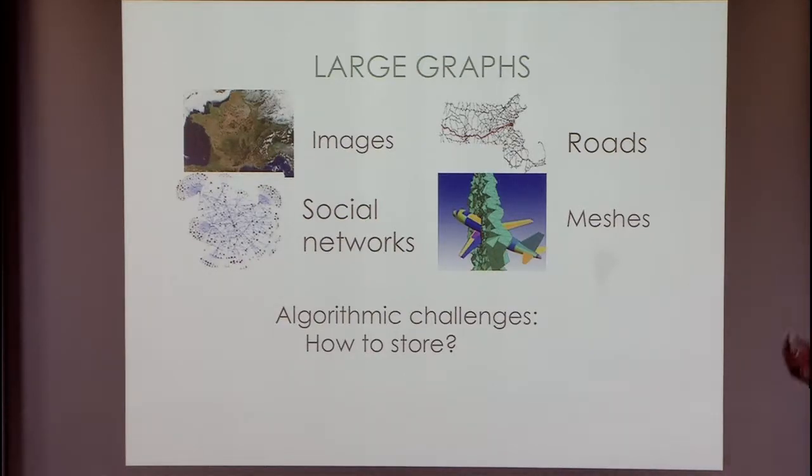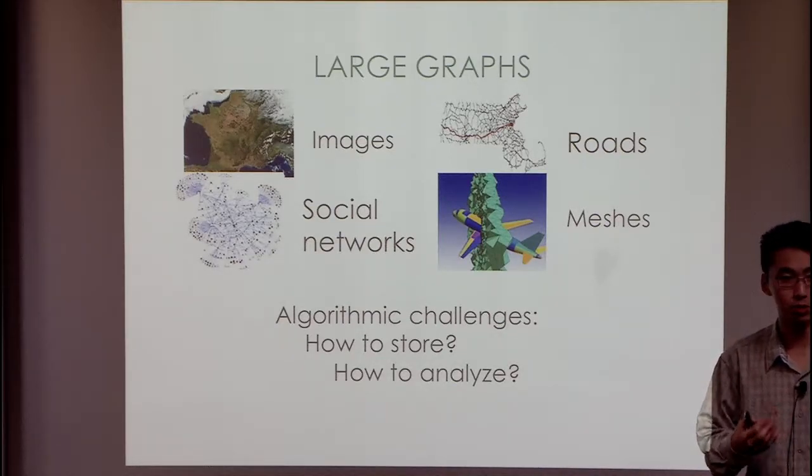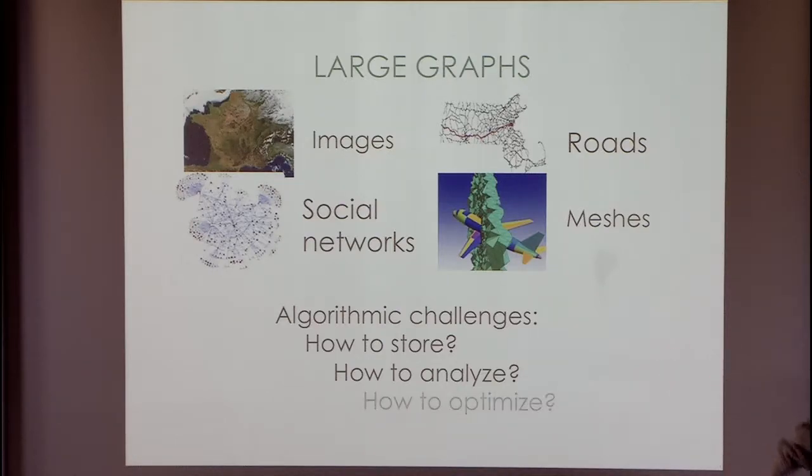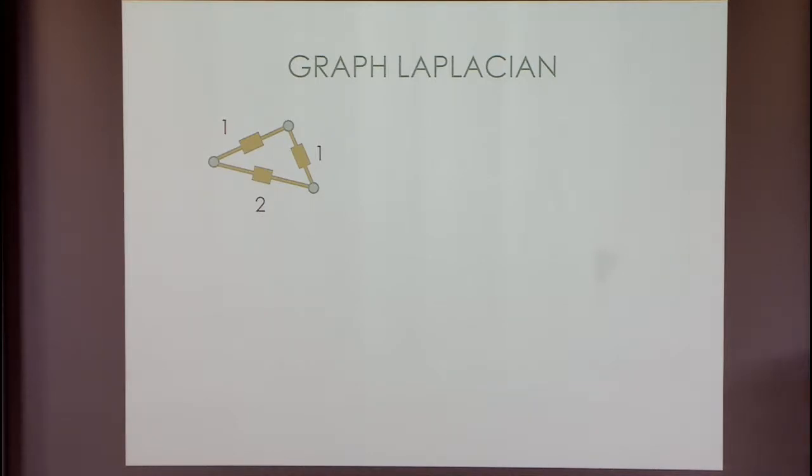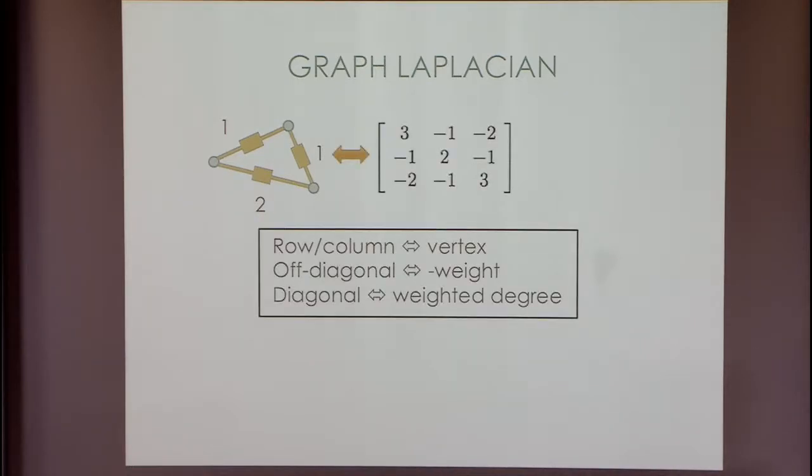So some of these graphs get really large. So they have anywhere between, say, 10 to the 6 to 10 to the 12 vertices and edges. So it makes some of them challenging to even store. But once we have them stored, next question is how do we analyze and how do we compute over them? How do we optimize over them? So here a useful definition for representing graphs and for analyzing them is the graph Laplacian, which is a central object in spectral graph theory.